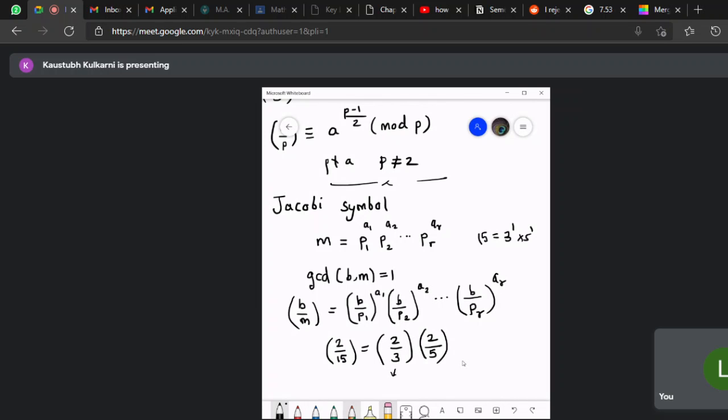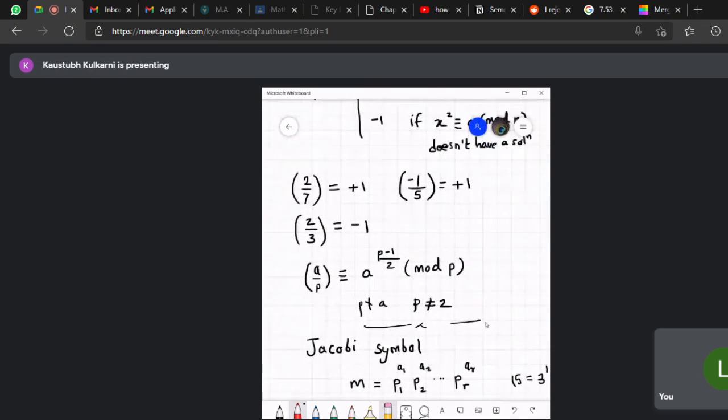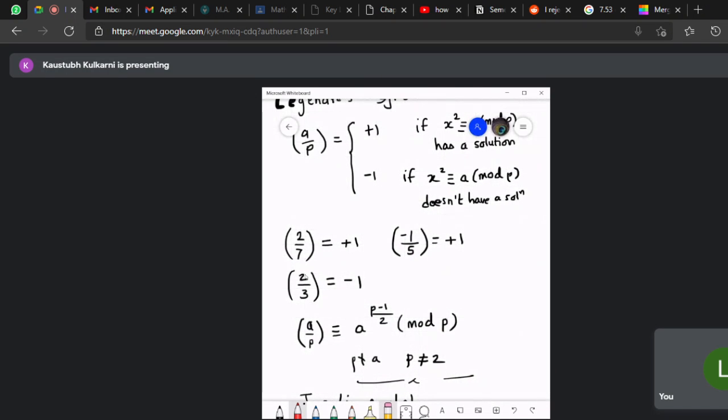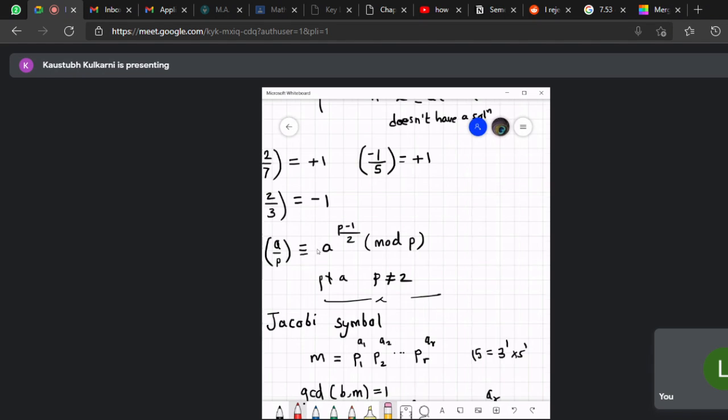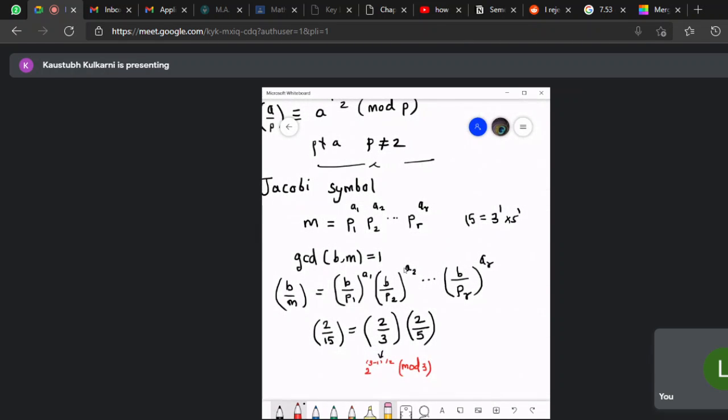2 raised to 3 minus 1 by 2 mod 3, right? Or we can go by the calculation that we have already done, which is 2 upon 3 is minus 1.